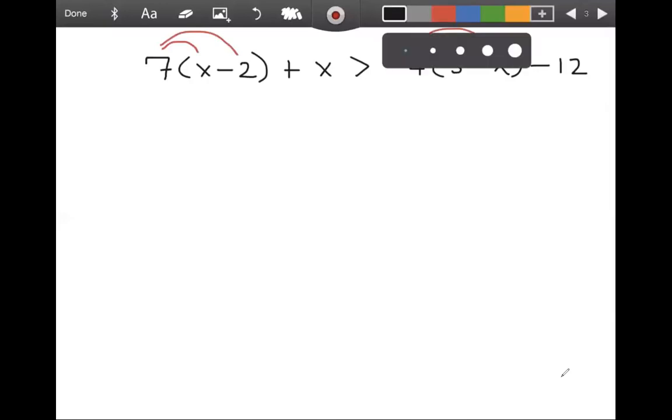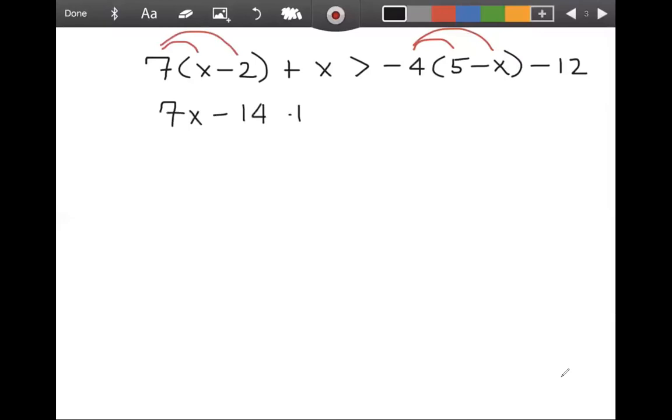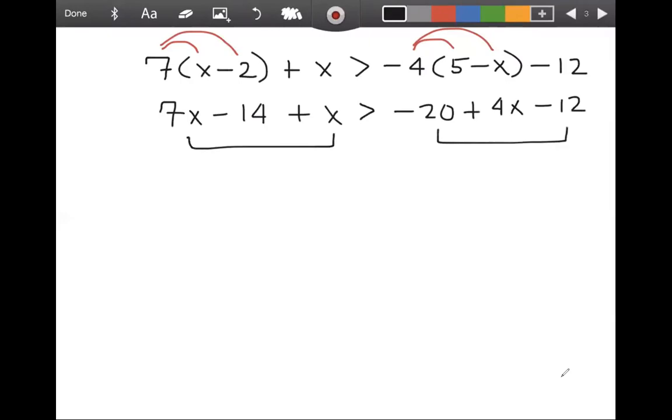All right, distributing the 7, we get 7x minus 14 plus x is still here. Distributing negative 4, we get negative 20 plus 4x, right? Minus 12. And now there are some like terms on the left side, and there are some like terms on the right side. So that gives us 8x minus 14 is greater than 4x minus 32. It doesn't matter if you write 4x minus 32 or negative 32 plus 4x, they mean the same thing.